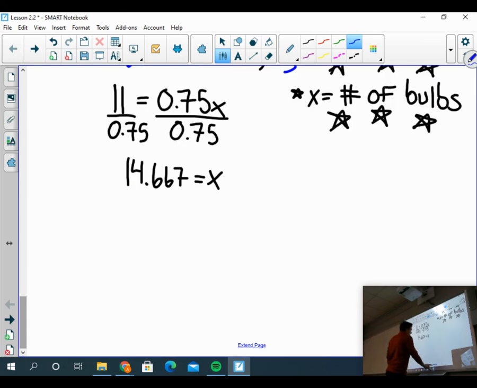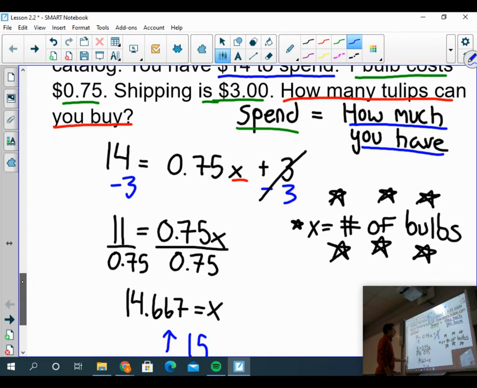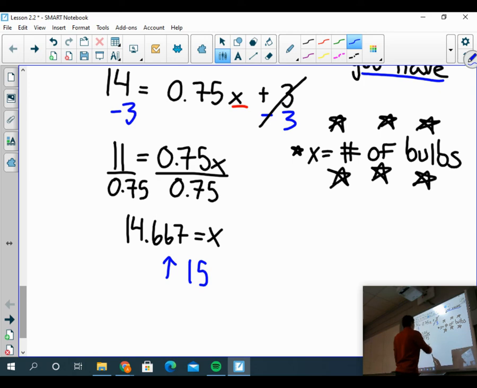Well, 14.667, and we go, okay, I can't get that. That's the max I could get with my money. I could get 14.667, but I can't get a partial. So traditional math would tell me, well, that's 0.667, round up to 15. But what's the problem with that? Well, if I round this up to 15, I'm going to exceed my budget. If 14.66 was the cap, that's how much I could get without exceeding my $14. Rounding up is going to cause me a problem. And what will show you that is if you check your work.